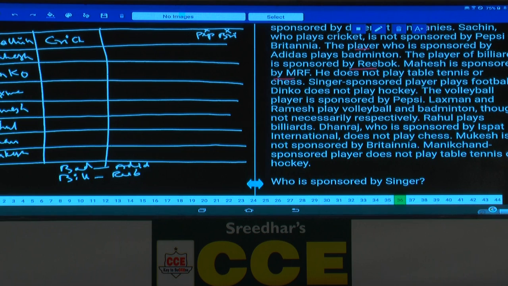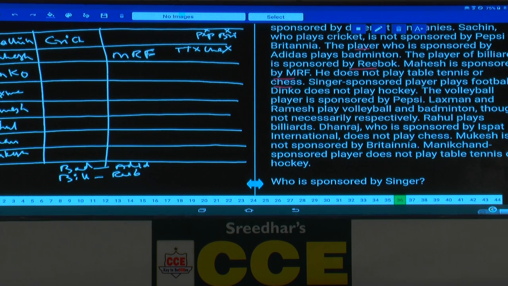Mahesh is sponsored by MRF. Now we can fix this one. And what is the company here? MRF is the company. Mahesh, MRF is fixed. He does not play table tennis or chess. Now this Mahesh does not play table tennis, TT, or chess. Table tennis and chess are ruled out.